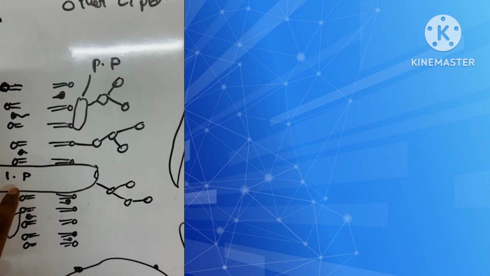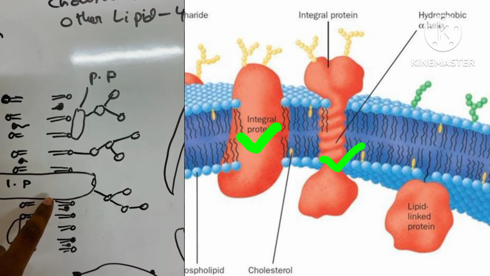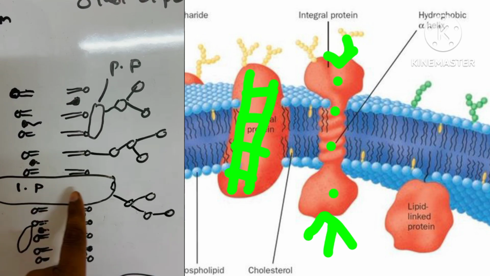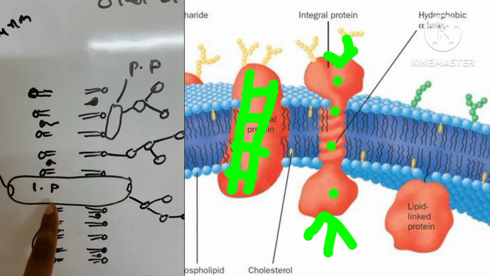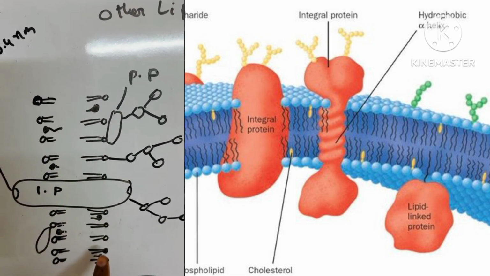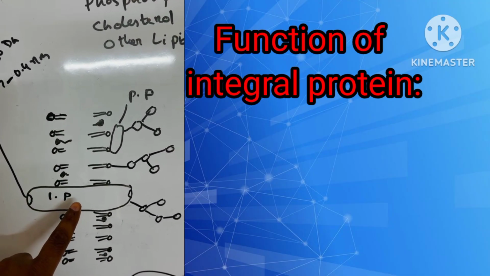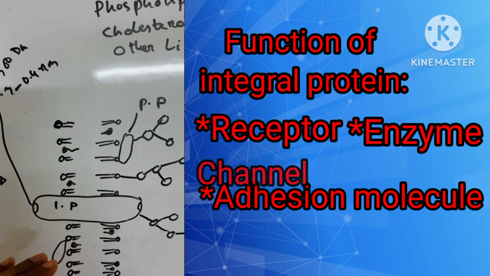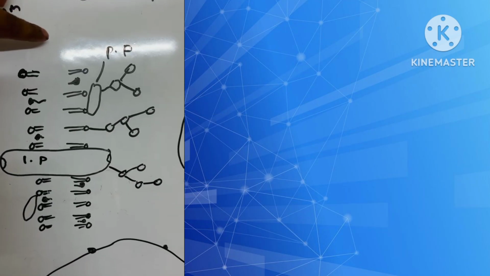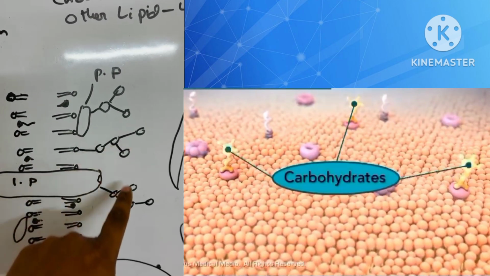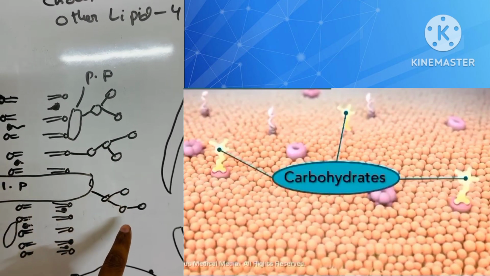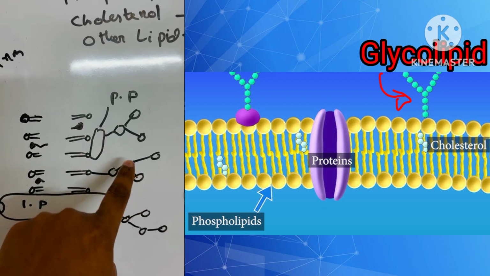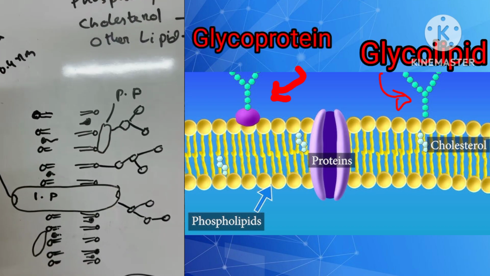The integral protein. Integral proteins are inserted through the lipid bilayer and span like a bridge between the two lipid layers. Integral protein acts as receptor, enzyme, adhesion molecule, ion channels and pump. Fluid mosaic model also contains carbohydrate molecules. Carbohydrate molecules are not free molecules. They attach with lipid and form glycolipid. Attached with protein, they form glycoprotein.